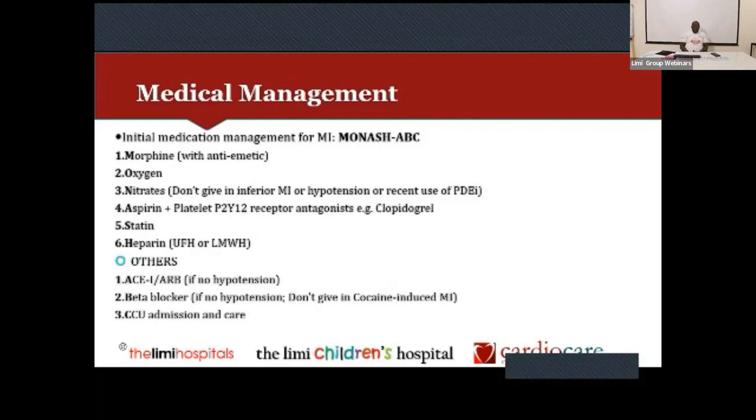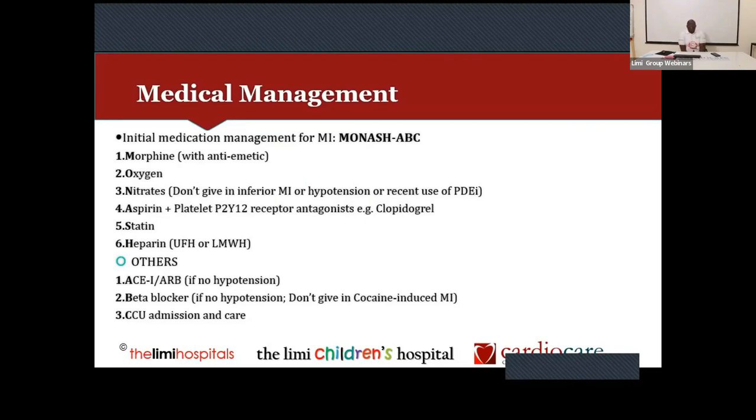But we should be careful. Patients that have taken phosphodiesterase inhibitors, for example Viagra, all those drugs, within 24, in some cases up to 48 hours, should not be given nitroglycerin. Or patients with hypotension, blood pressure less than 90/60, please don't give them.